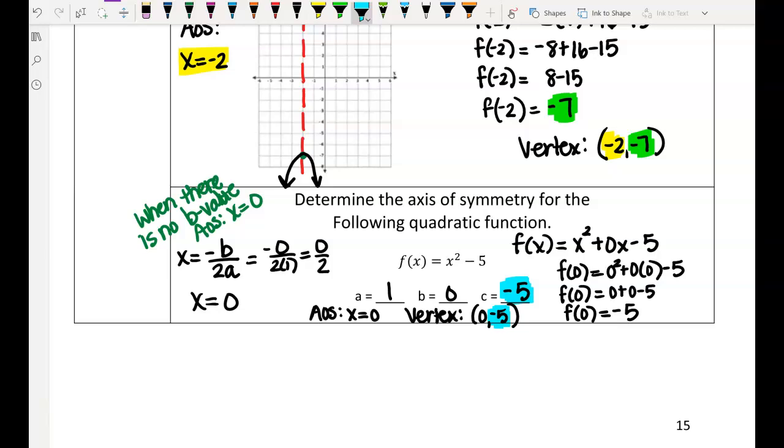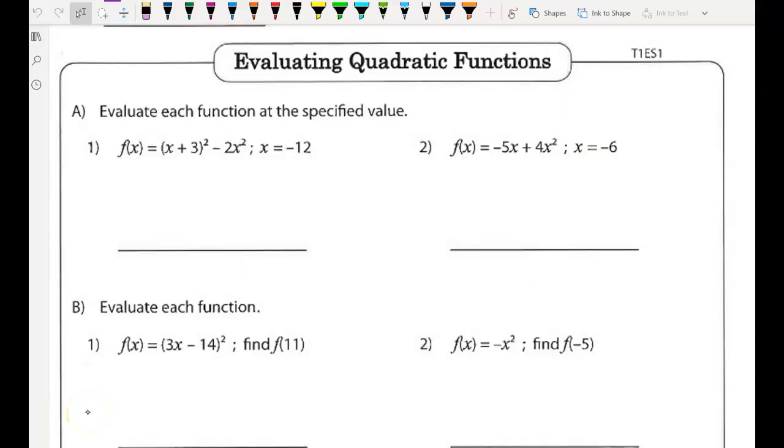Now, we are actually going to add in a little something to this lesson. We're going to add in some practice on solving functions or substituting in functions. So I have a worksheet that I'm going to hand out, and then we're going to go over some problems together. Again, a little extra practice on evaluating quadratic functions to make sure we're substituting in correctly and doing the math correctly.